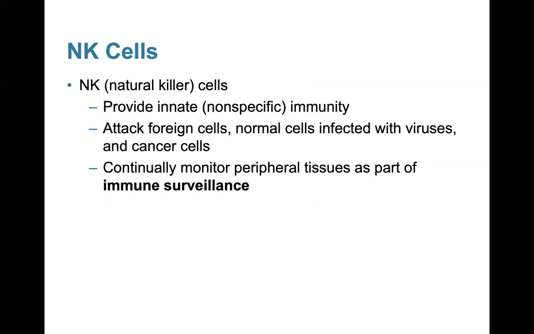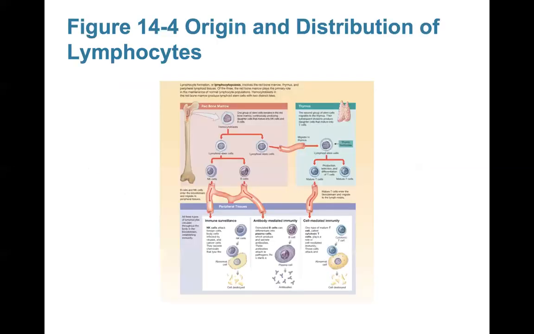We have natural killer cells. These provide innate, non-specific immunity. They attack foreign cells, which are cells normally infected with viruses, and cancer cells. They will continually monitor peripheral tissue as part of immune surveillance.